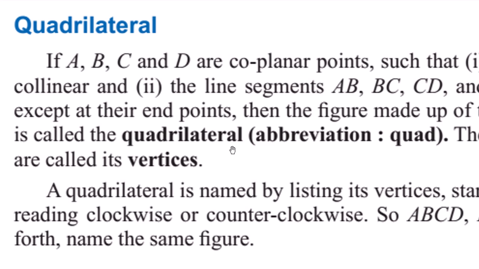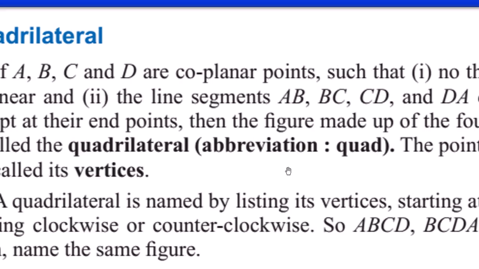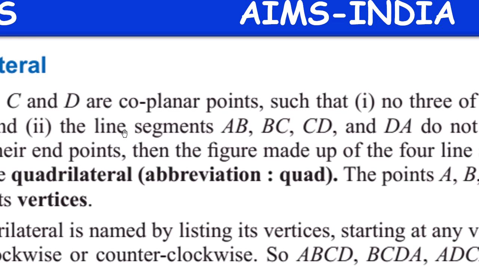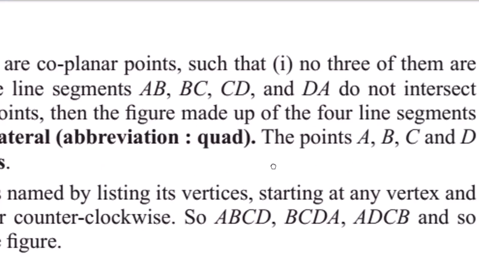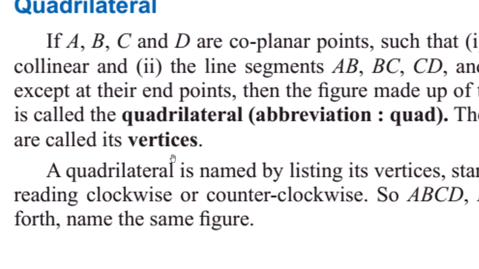Quadrilateral. So taken from the word quad or quadra, which means 4. The points which we have taken, that A, B, C, D are called vertices.